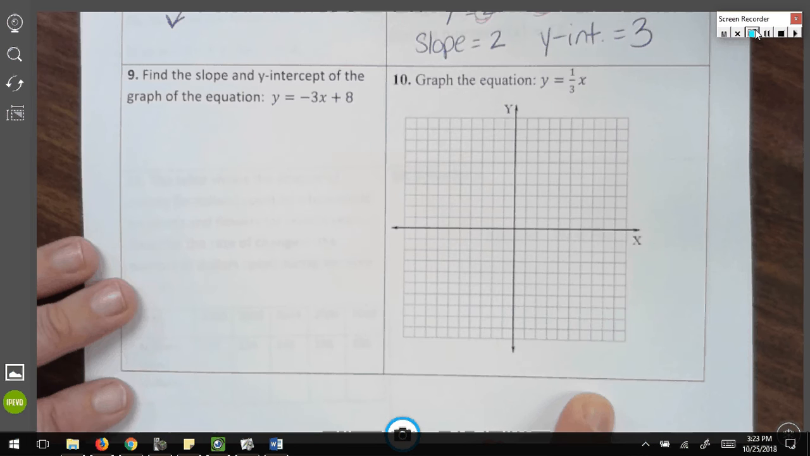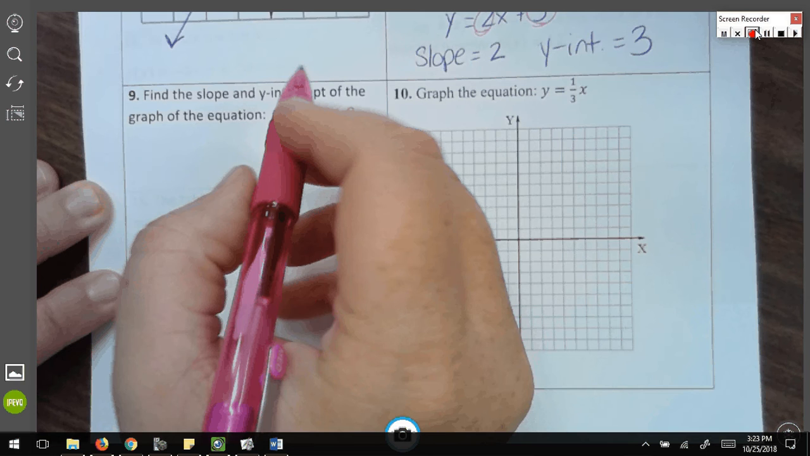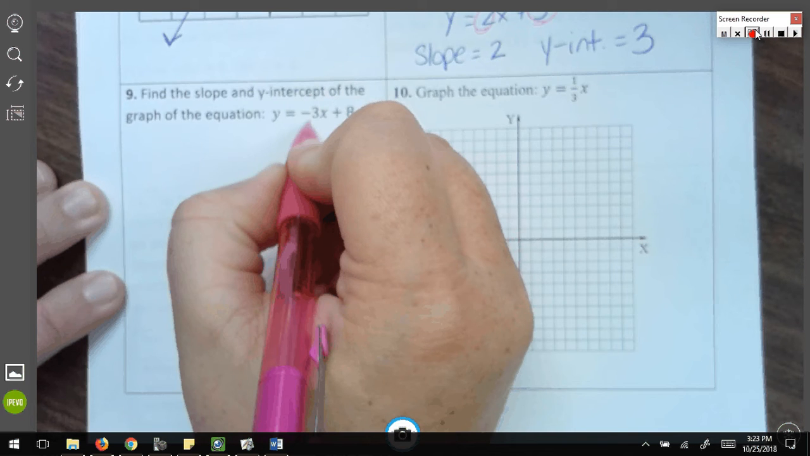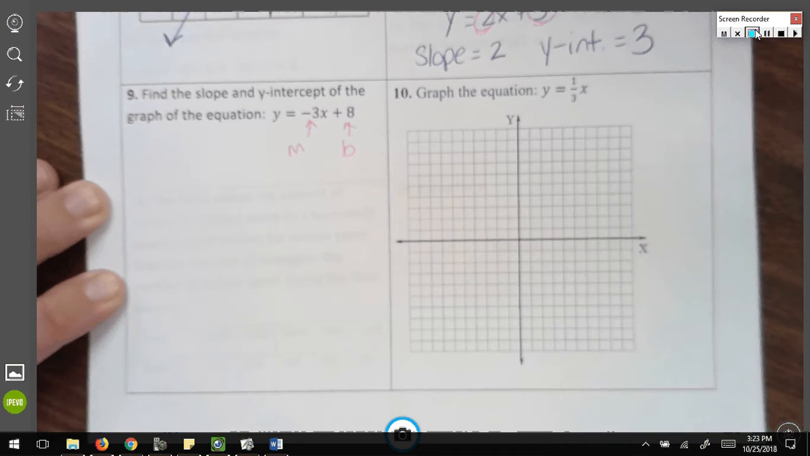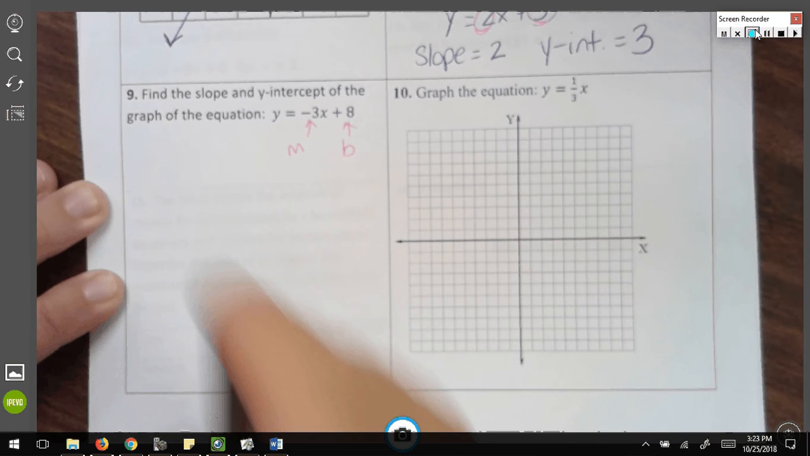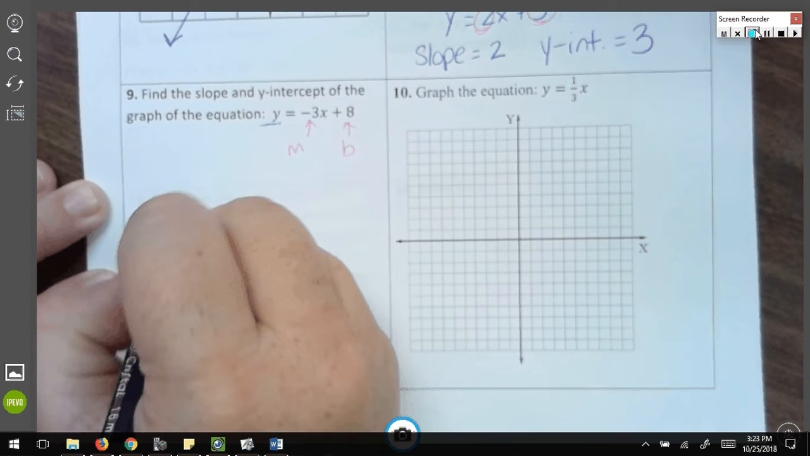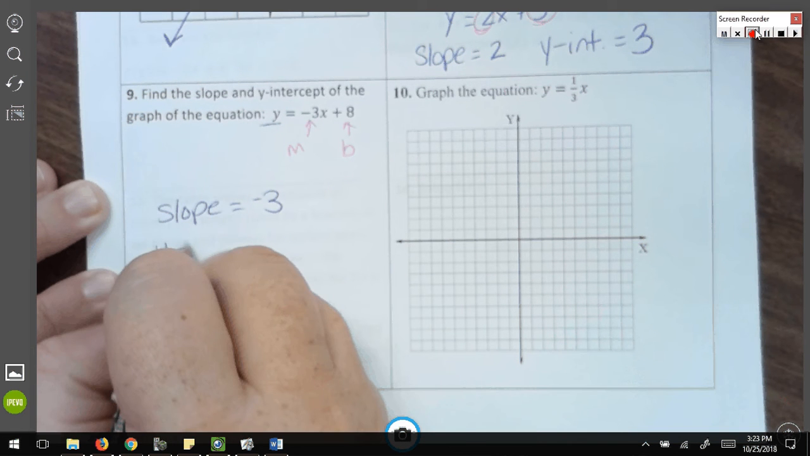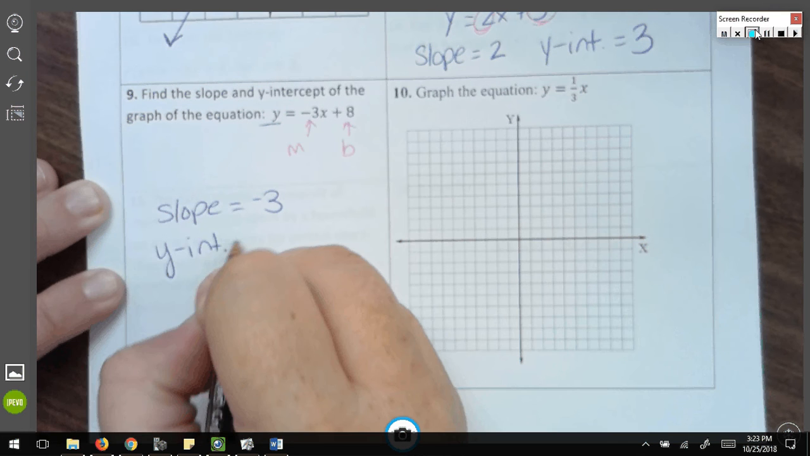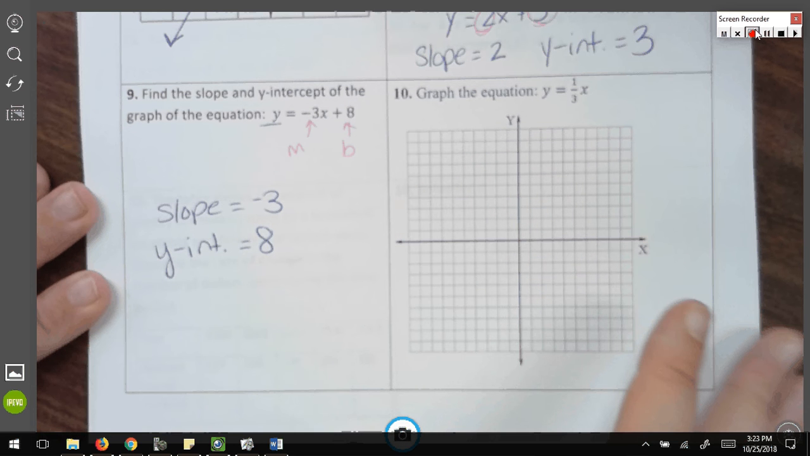Moving on, the slope and y-intercept of the equation. This is nice because it's already in slope-intercept form for me. Remember, this is my slope, this is my y-intercept. So all I have to do is say, well, look, I can get this from the equation. It's already solved for y. The slope is -3. The y-intercept is 8. Okay, nice when it's already solved for y for you.